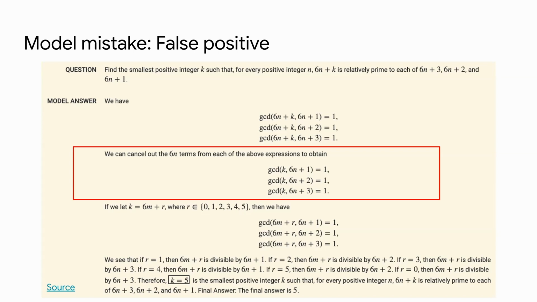Do you estimate the rate of false positives by hand, by looking through some subset? Yeah, we went through a couple hundred examples to estimate.